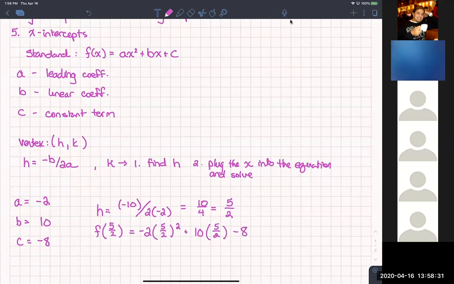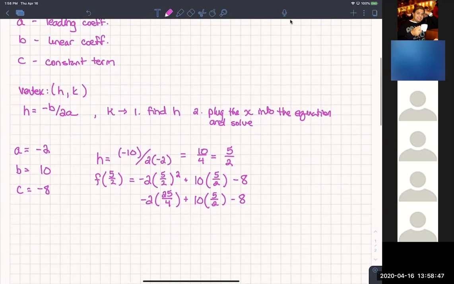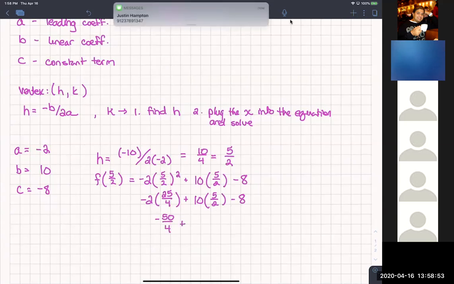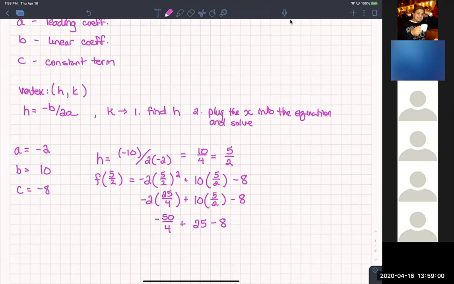Okay. So remember to do your exponents first. So 5/2 squared is 25/4. Then you multiply. So this is negative 50/4 plus this is 50 over 2, which is 25, minus 8. Then you do the math, okay?